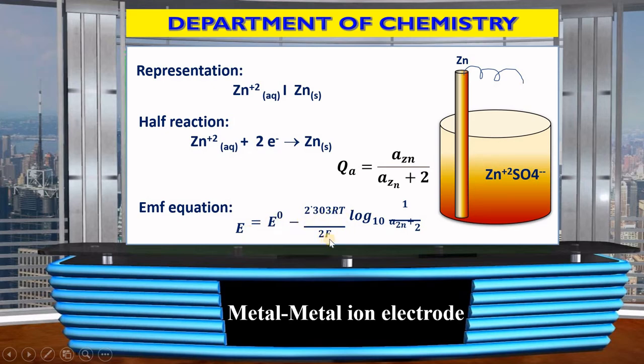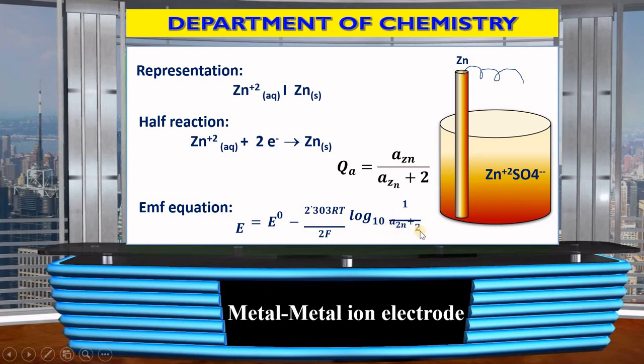RT upon 2F into log to the base 10 of the activity quotient. Here the activity quotient is the activity of zinc divided by the activity of Zn plus 2 ion. Now we know that the activity of any pure metal is always 1. Therefore I write here 1 for the activity of pure metal, that is the activity of zinc. Therefore the EMF equation becomes E equals E naught minus 2.303 RT upon 2F into log to the base 10 of 1 upon the activity of Zn plus 2 ion.